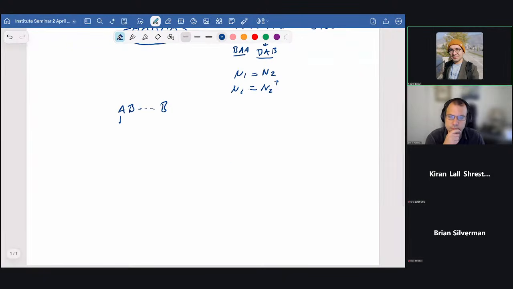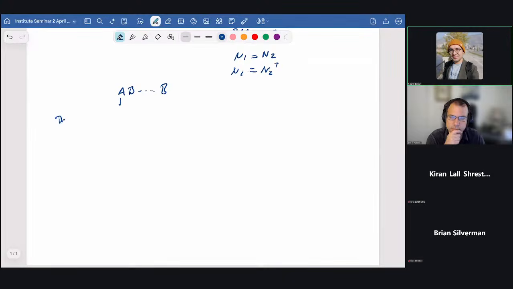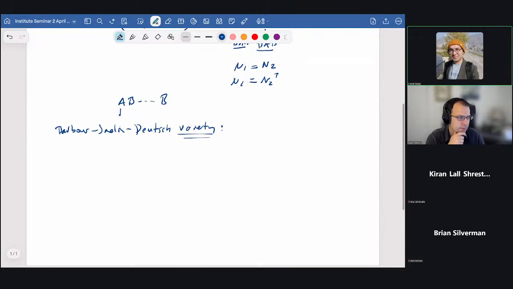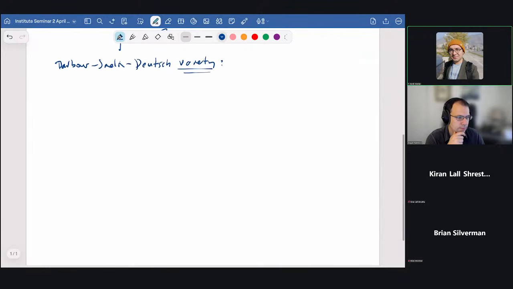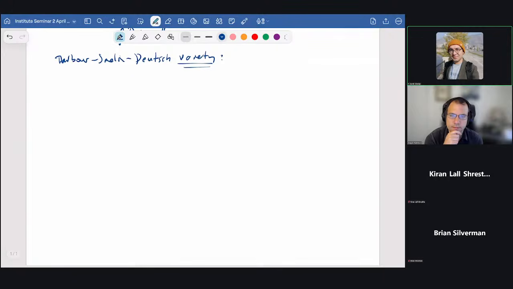Then we define what is called the Barbour-Smolin variety. This is a function. It measures the amount of structure in a string. It's called the variety function, and it's defined in the following way for Leibnizian strings. I think it's also possible to generalize to non-Leibnizian ones, but today we are only considering the Leibnizian strings.